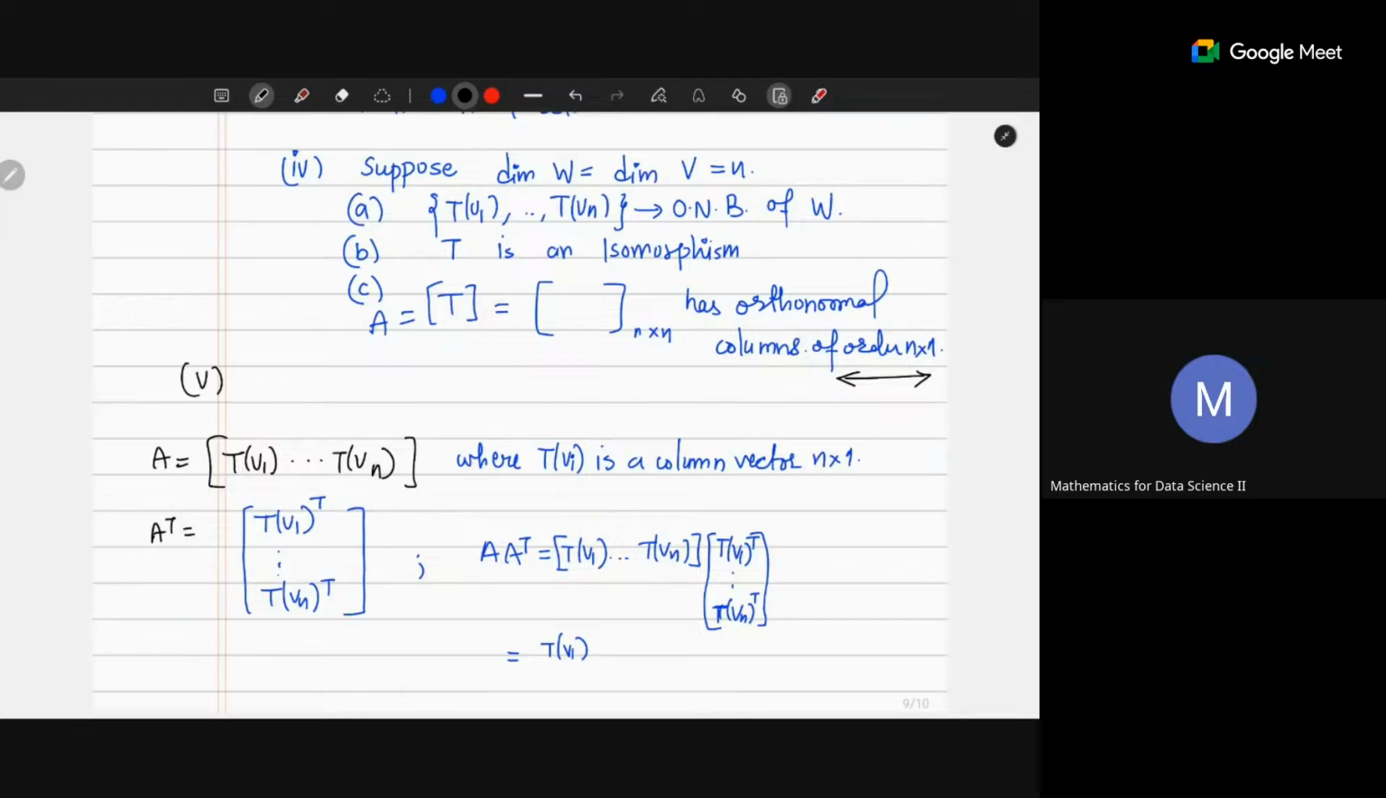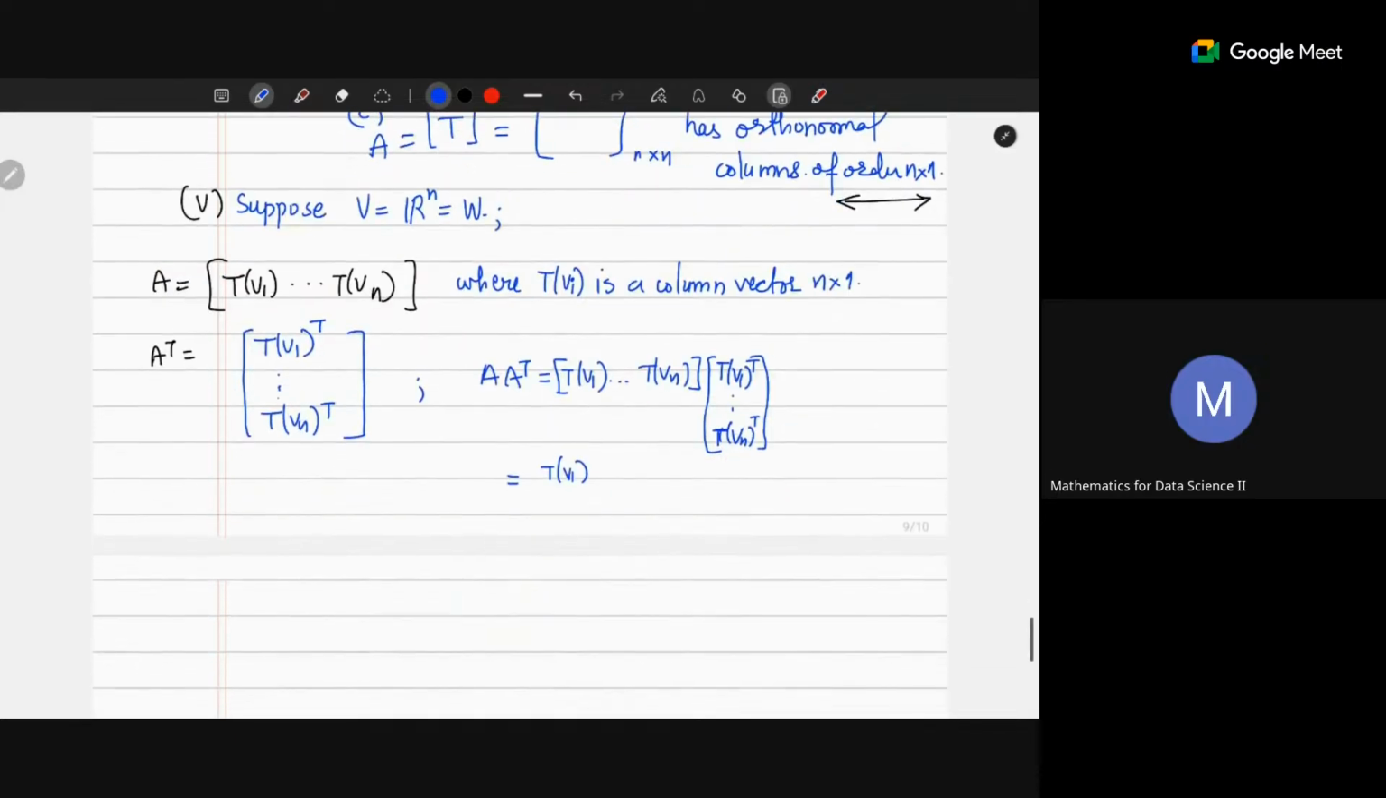Now consider case 5. Suppose you are working with Rn, so W and V are both Rn. In that case, whatever I have written above makes sense, and the corresponding matrix A, which is given by T, will satisfy this condition. This only makes sense when you are working with Rn and the standard dot product. So your domain is Rn, your codomain is also Rn, and then you can have this kind of identity.